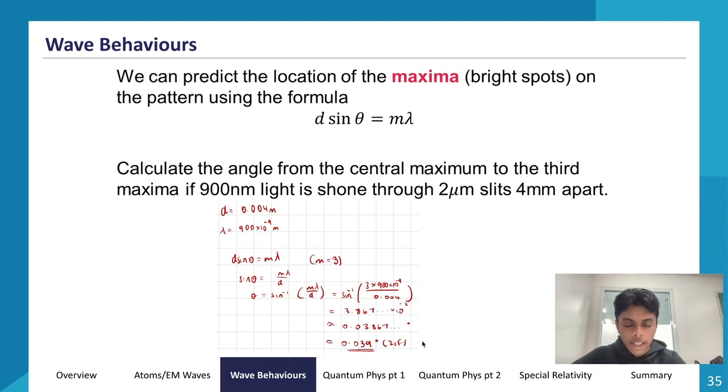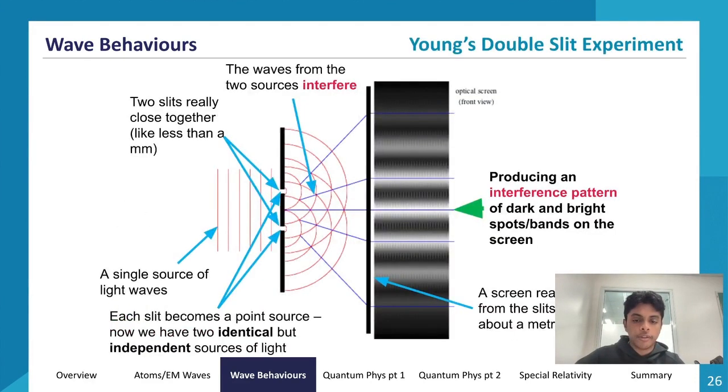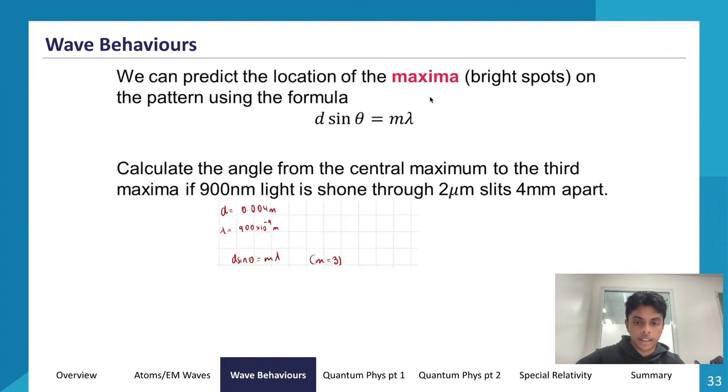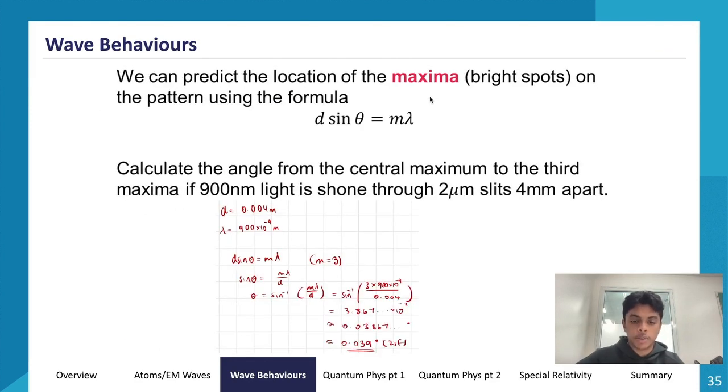And the important thing here is it's trying to show you how small these angles are. So the diffraction pattern is very tiny. So the angle between the central maxima and the third maxima over here is 0.039 degrees. So it's very tiny, incredibly tiny. So that is what it's trying to show.